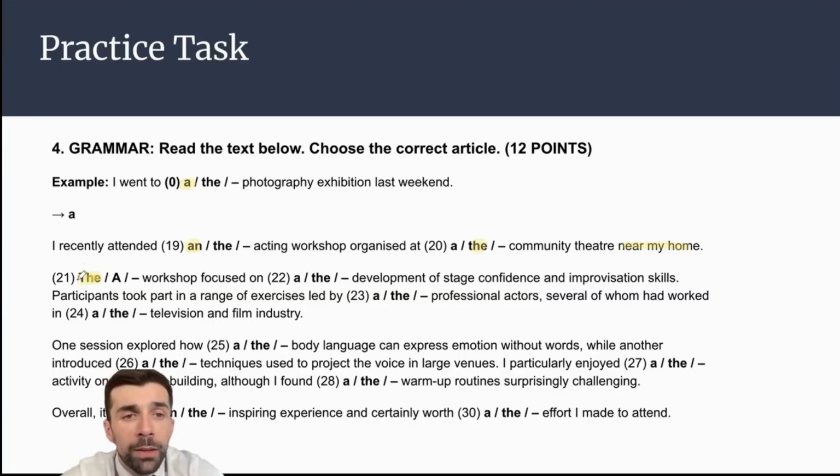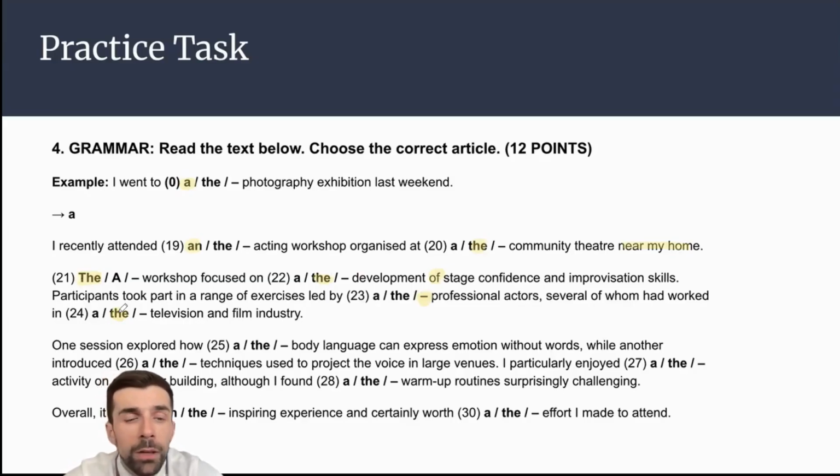The workshop, because we've already mentioned it, focused on the development of stage confidence. This is that word pair we talked about, the of. Focused on the development of stage confidence and improvisation skills. Participants took part in a range of exercises led by professional actors. We don't know which ones, several of whom had worked in the television and film industry. We know which industries, so we need the.